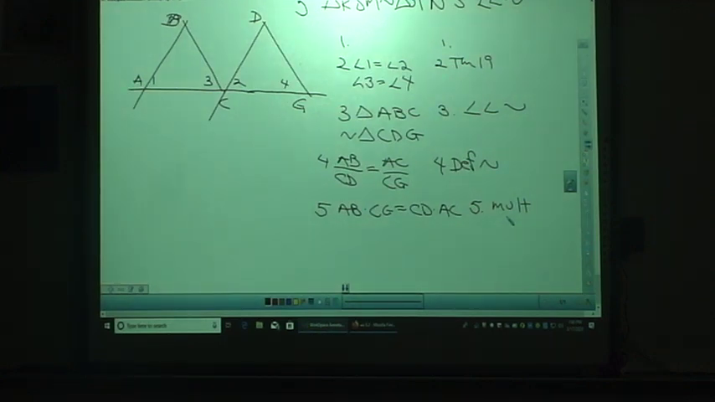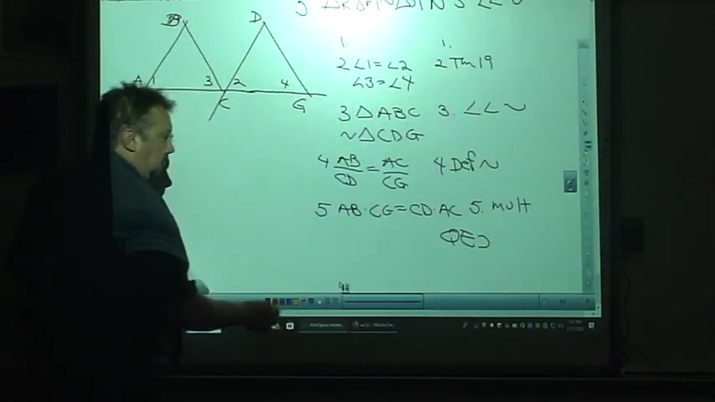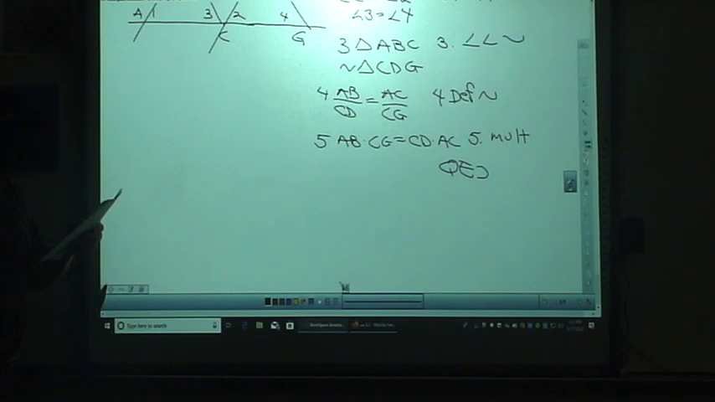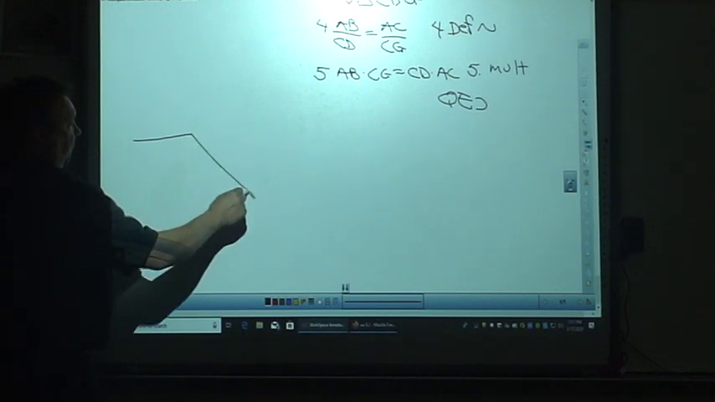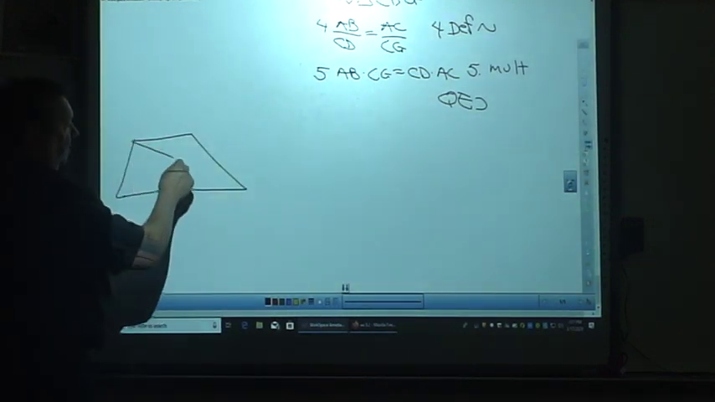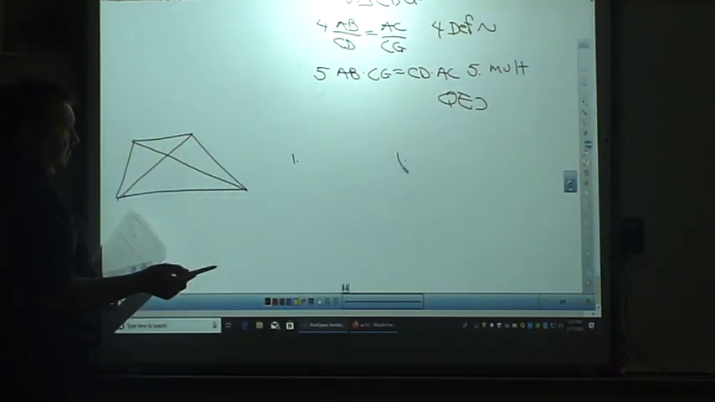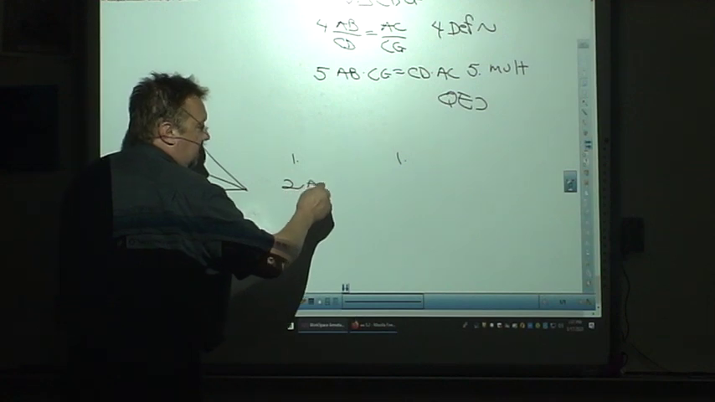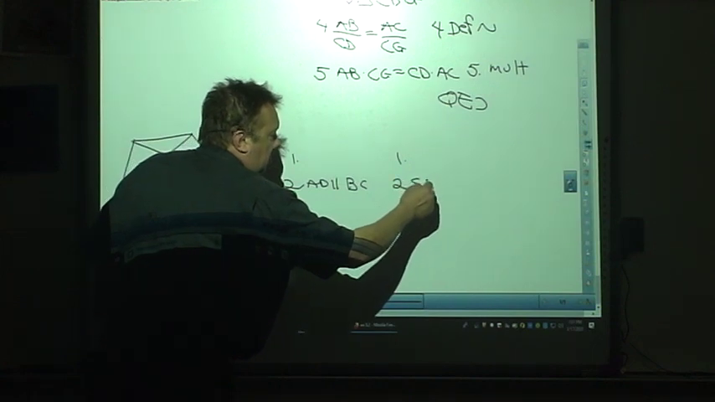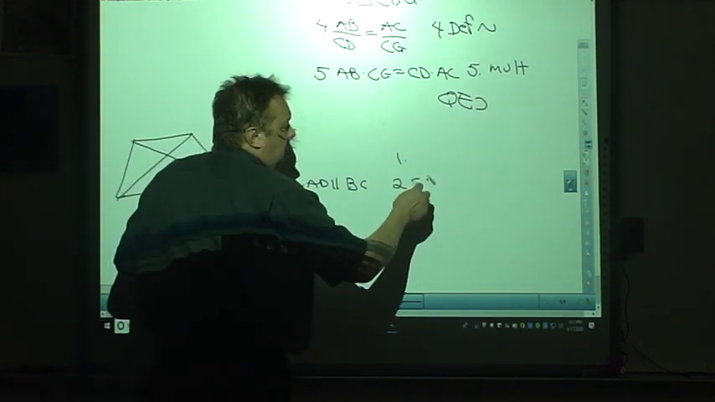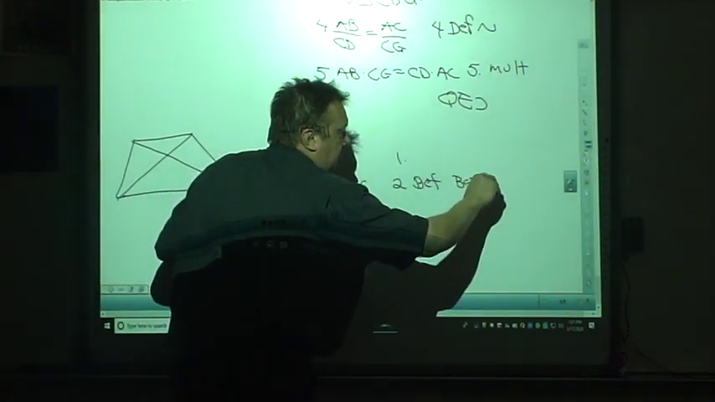The last proof here. Again, we're looking at proving that these are similar triangles. Think about angle, angle. We have a trapezoid. We know in a trapezoid that the bases are parallel. So start with your given. Make your statement AD is parallel to BC. By definition, bases of a trapezoid.